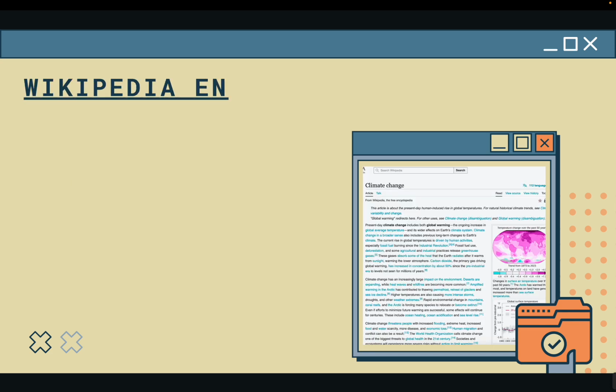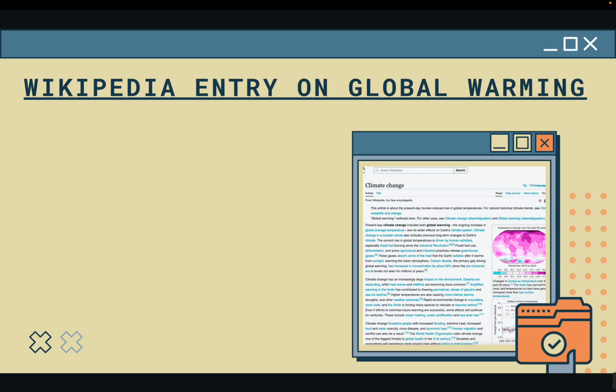Next is a Wikipedia entry on global warming. Is it current? Yes, it is current because it can be updated as recently as yesterday. Relevance. Does it fit our needs? Yes, it fits our needs exactly about telling us about global warming and climate change and what happens.